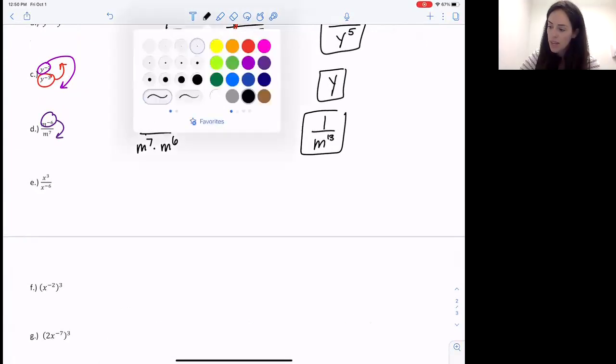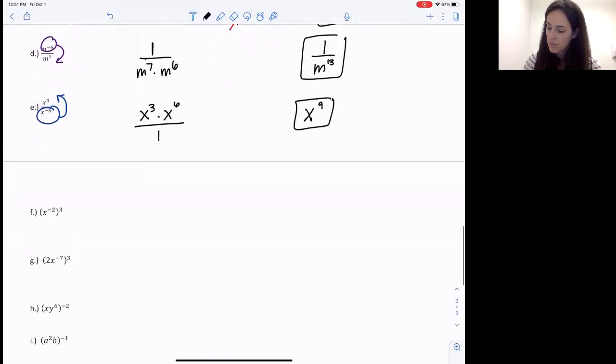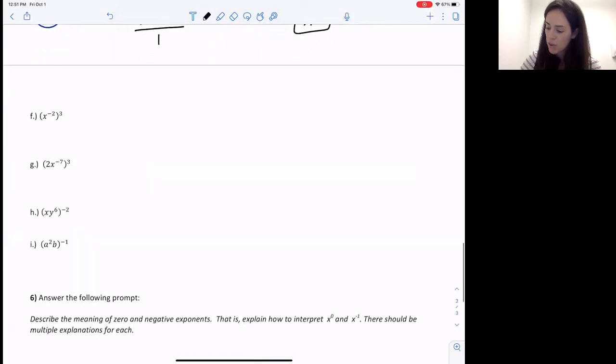Okay, now you have a negative exponent in your denominator. That's going to get sent up to the numerator. So we have x to the third times x to the 6th. If you want to put it over 1, you can, but you don't have to. Can we simplify that further? We can. I have 3 x's multiplied to 6 x's. That's going to give me x to the 9. Okay, last 4 examples.